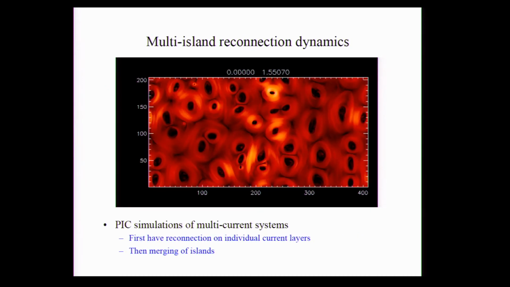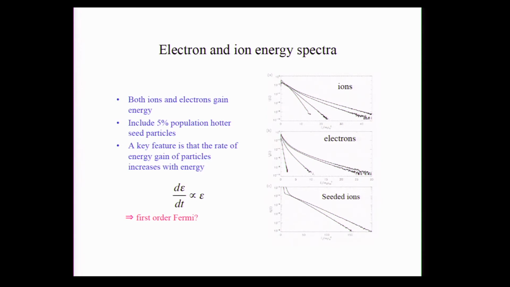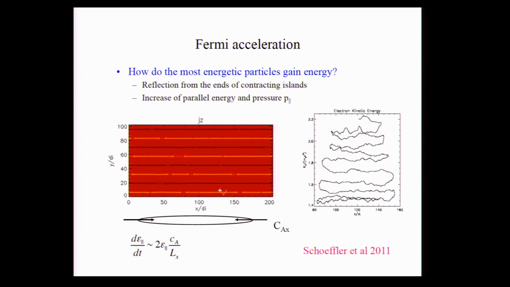So we've been studying this kind of process, and other people have also, in multi-X-line reconnection simulations. And you get particle spectra. This is a log-linear plot, so these are not power laws. But what you can immediately see is initially and final, this is with a bunch of seed particles. The particles with most energy gain more energy, so the rate of energy gain is proportional to the energy. That means it looks like a Fermi-like process, and we see that by looking at trajectories of particles. So here's an example of an electron from this simulation. In the movie, you can see it bouncing back and forth. So it bounces back and forth and climbs up in energy, and gains energy each time it undergoes a bounce here. So Fermi acceleration in contracting and merging islands is what we see in the simulations.